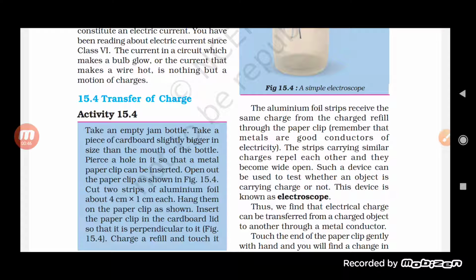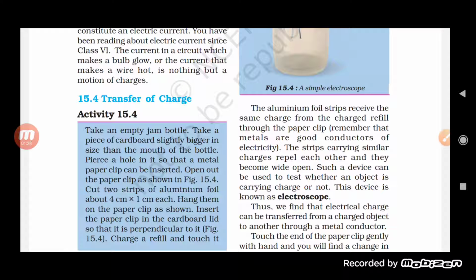Okay, so basically in case of an electroscope, what we have done students, we have taken a jar, and then we make a hole in it, and in that hole we put a pin. That pin consists of a metal clip, with one part outside, and when we bring a charged glass rod and touch it, you will find that the metal clips move far apart from each other. And why is it so?